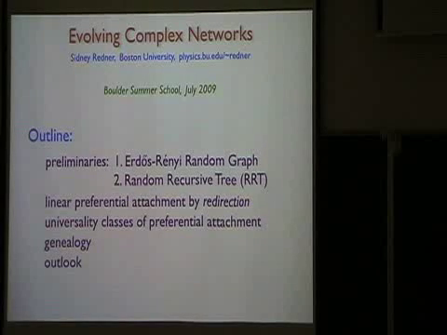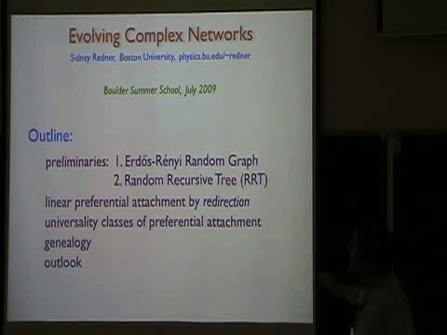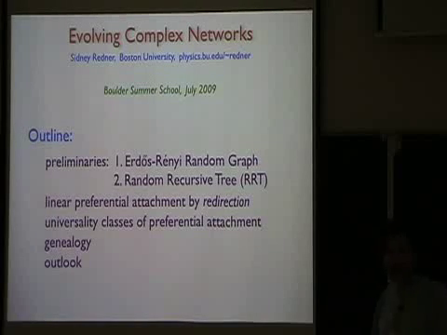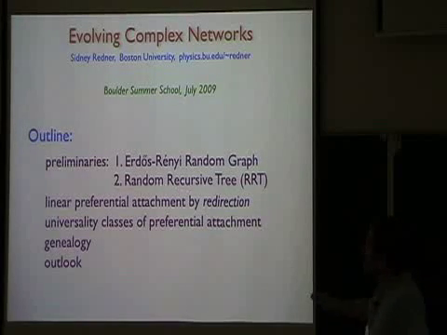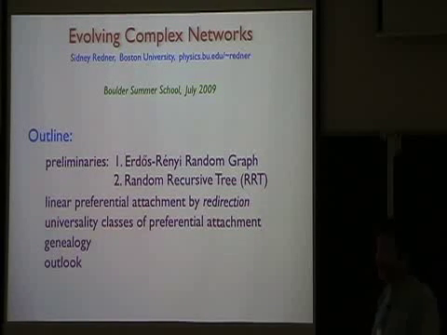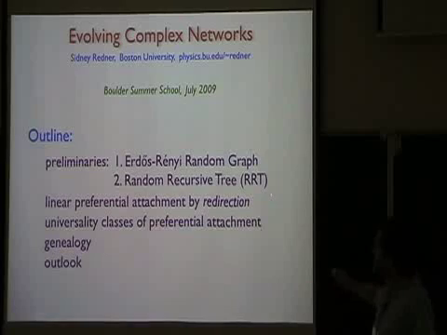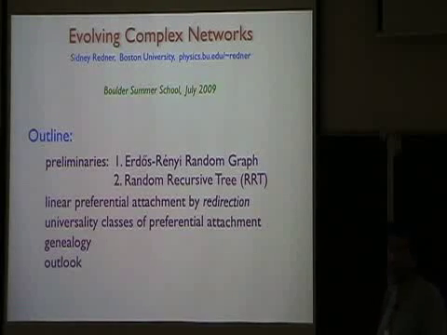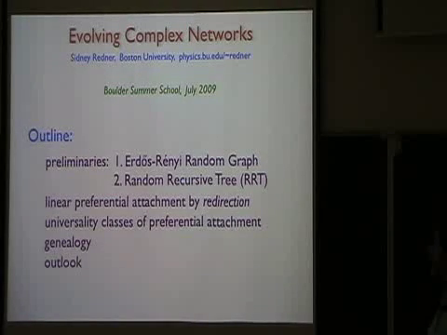So I'm going to begin with an old golden oldie, the so-called Erdos-Renyi random graph. And if you don't know what that is, don't worry about it because I'll define it. Then I would go to the next problem, the so-called random recursive tree. And the random recursive tree is actually older than the Erdos-Renyi random graph. This was introduced in 1959. This was introduced like in probably the 1800s. I have to admit I don't know where it started.